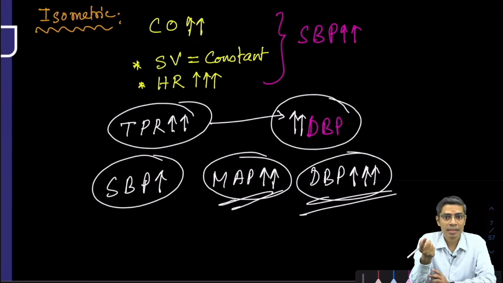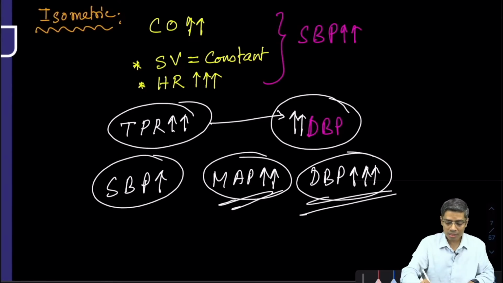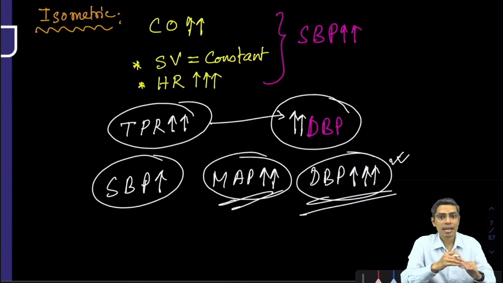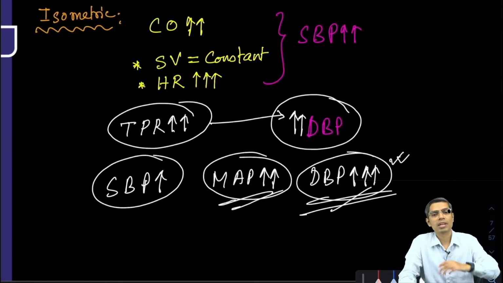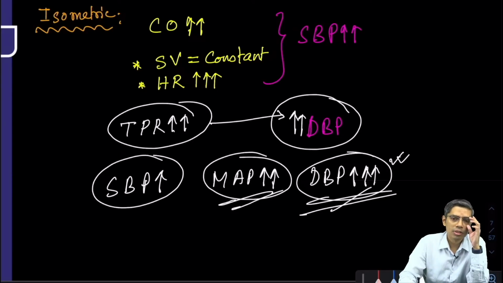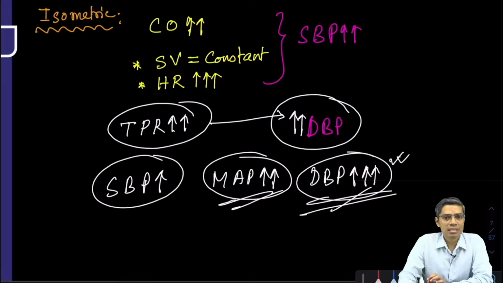That is why, because isometric exercise is raising your diastolic blood pressure to a very high level, as a doctor you never prescribe isometric kind of exercise for physical fitness, but we prescribe aerobic exercise, isotonic kind of exercise, because whenever you are raising your diastolic blood pressure to a very high level, it is going to increase the mean arterial pressure, and that is damaging, right. So, this is the thing that you have to remember.